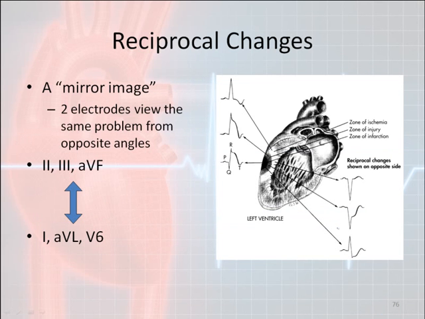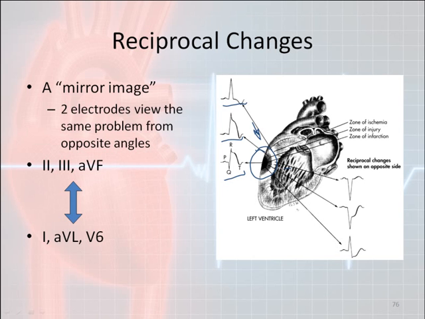When I talk about reciprocal changes on the EKG, what I'm actually talking about is the mirror image of a problem. So, for example, in this case, we have this problem occurring way over here. This is what you're going to see with the leads that are directly looking at the problem. Well, what about these leads over here? They're technically going to see these electrical changes as well. But where you have elevation, you're going to have depression. Where you have depression, you may end up having elevation.